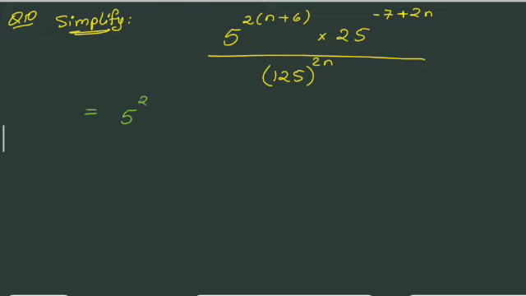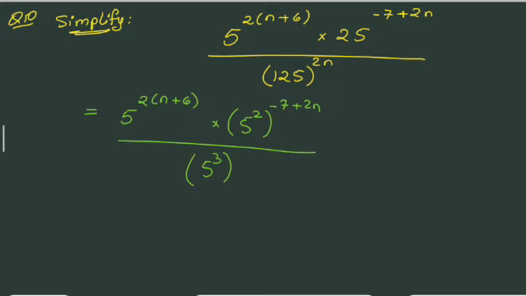5 raised to 2n plus 6 as it is. 25 can be written as 5 square, so (5 square) raised to negative 7 plus 2n as it is. 125 can also be written as 5 cube, so (5 cube) raised to 2n as it is.